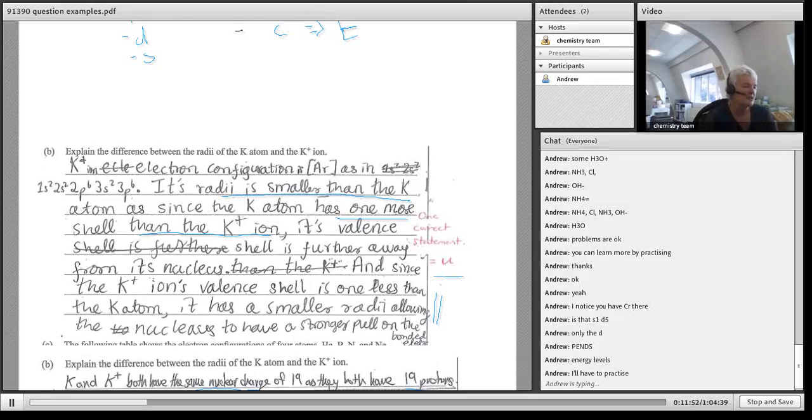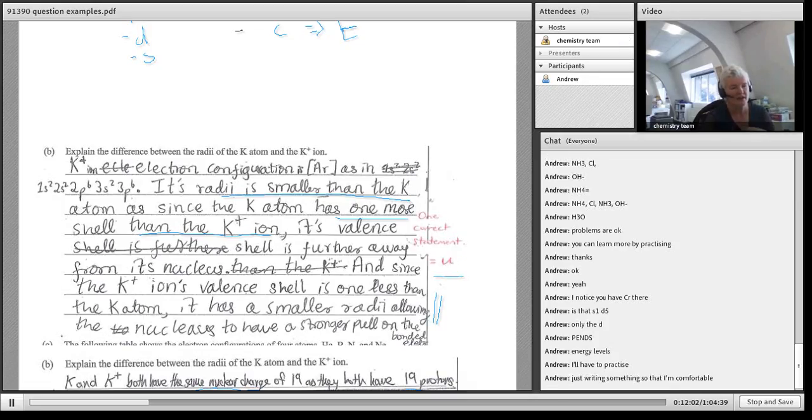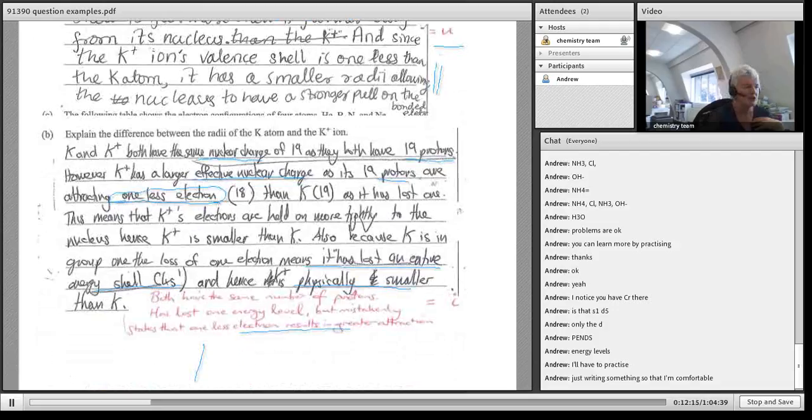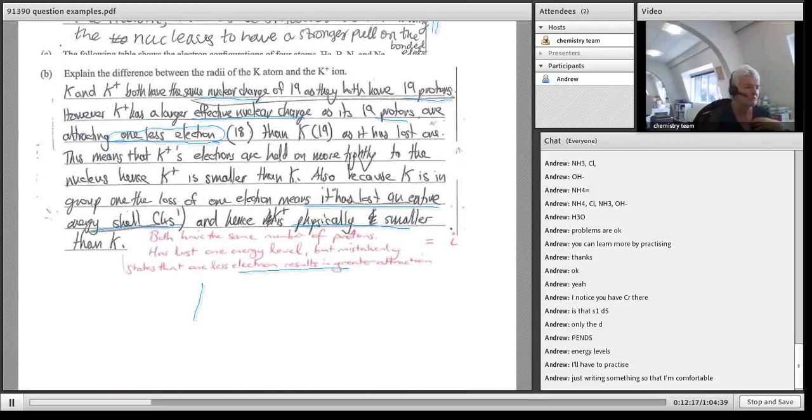The moment that an examiner has to start guessing, did they really mean this, then they tend to say you weren't clear. Okay. And actually, if you just keep on practicing this type of thing, it just follows a pattern. And so, as I said, just keep on practicing that type of question.